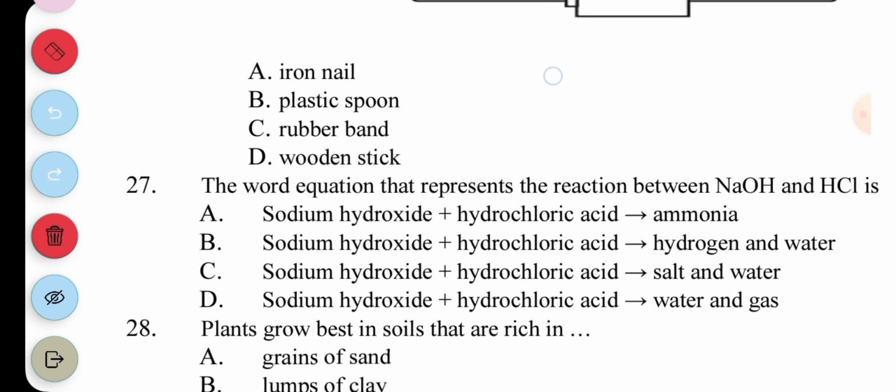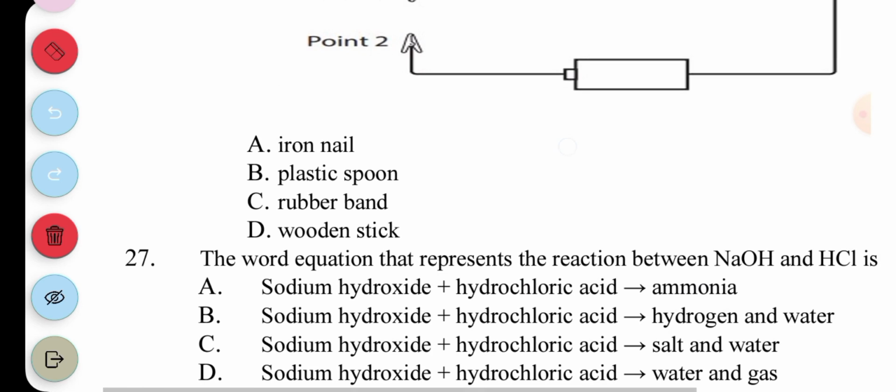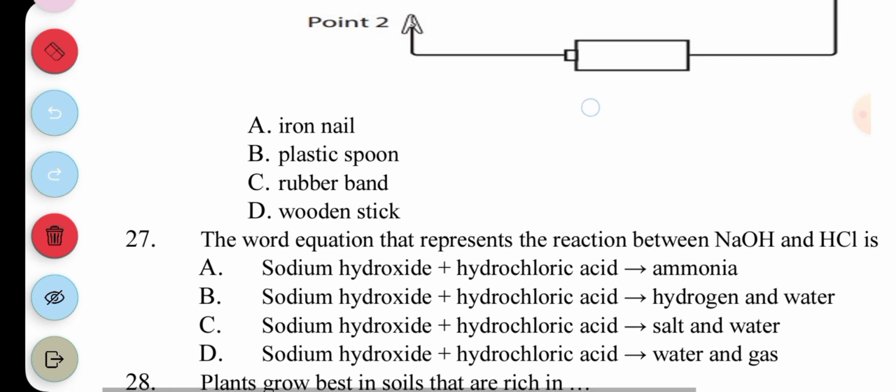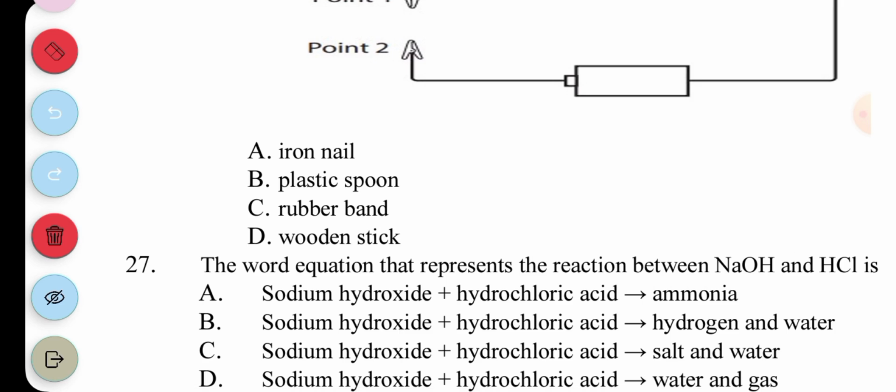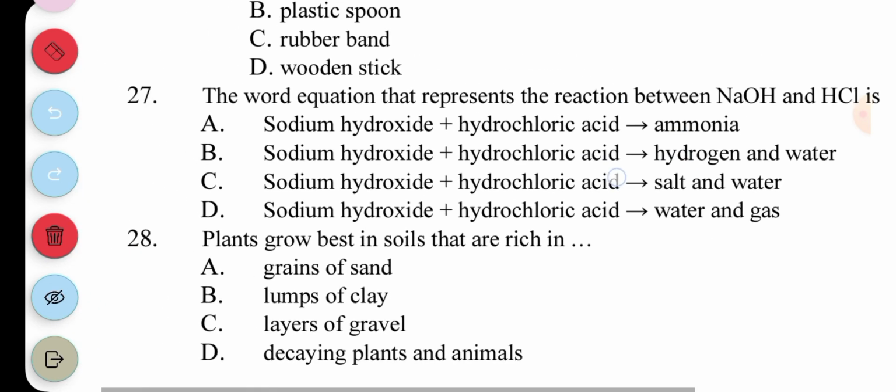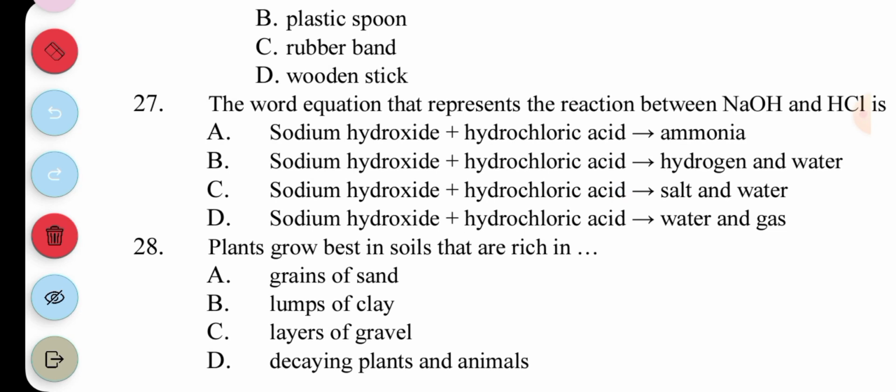27. The word equation that represents the reaction between sodium hydroxide and HCl, the answer is C. Sodium hydroxide plus HCl will give you salt and water. Question 28. Plants grow best in soils that are rich in... The answer to question 28 is decaying plants and animals.